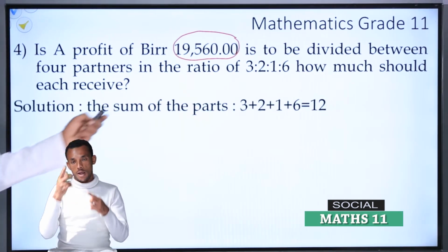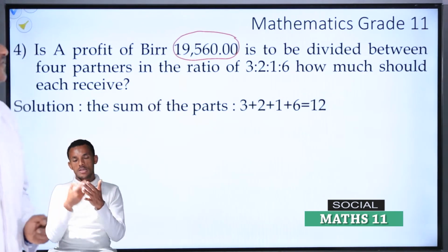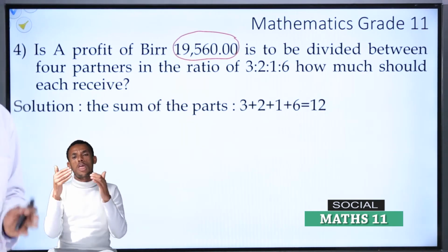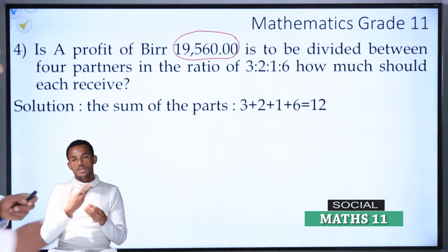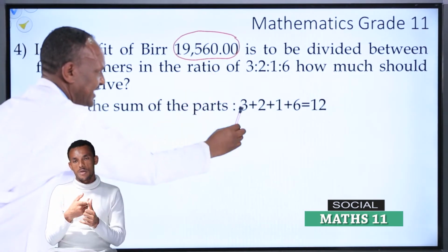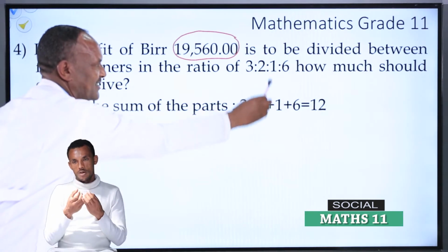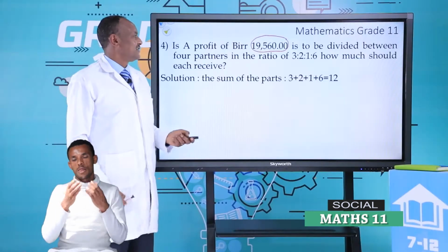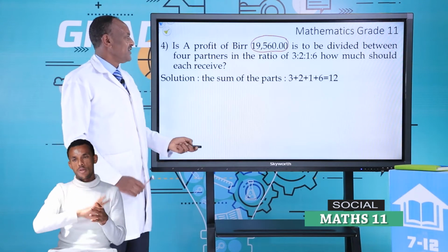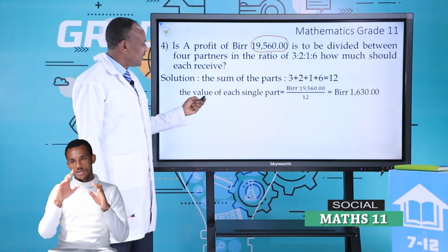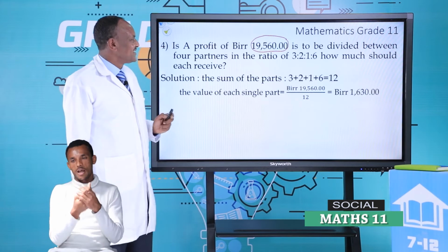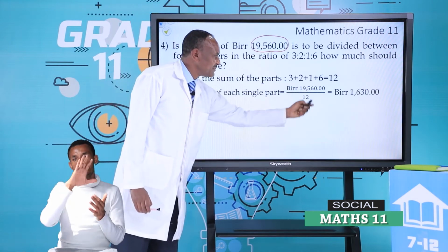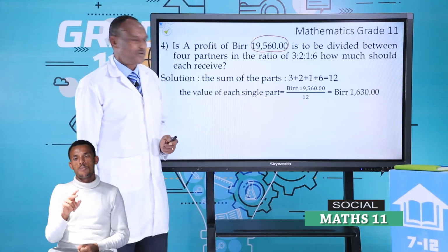When you are coming to divide this 19,560, first into how many equal parts should it be divided? The sum of the parts. The first person will take 3 parts, second 2 parts, third 1, fourth 6 parts. So we should be able to divide that profit into 12 equal parts. So each single part, how much is that? Since the total profit is 19,560, that must be divided by the total 12.